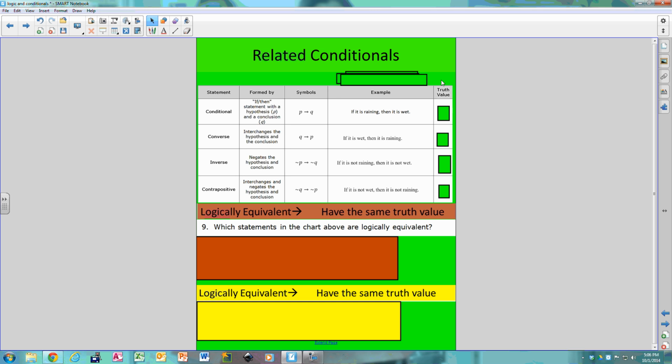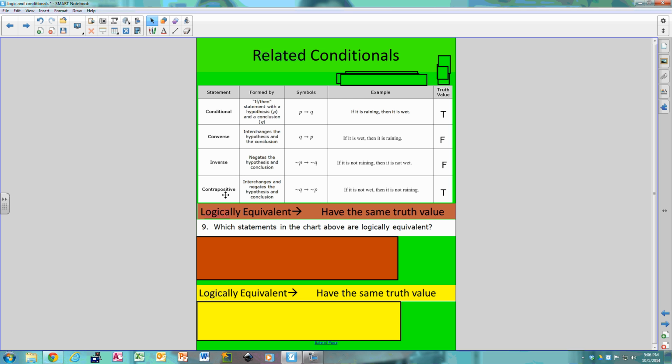All right, so now notice we have a truth value. When you read these statements, you have to determine, is that true or false? So if it is raining, is it wet? Why, yes, it is. That would be true. Well, what about if it is wet, then it is raining? Well, not necessarily, so that would be false. Now, what about if it is not raining, then it is not wet? That would be false. And then we would say, if it is not wet, then it is not raining. That is true, because if it's not wet, it's not raining. If it's not raining, then it's not wet. So you kind of got to think about when you say them, would they be true or false?